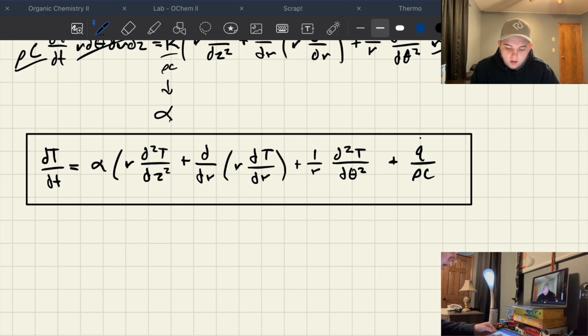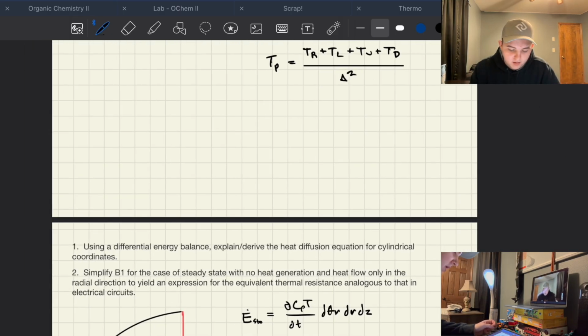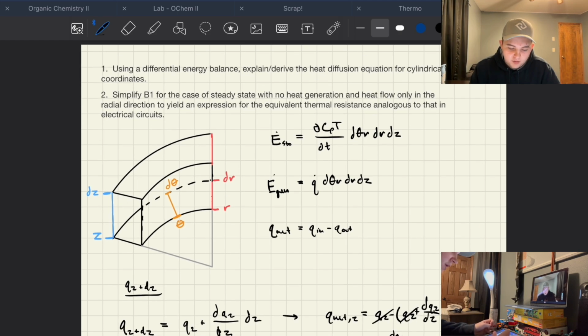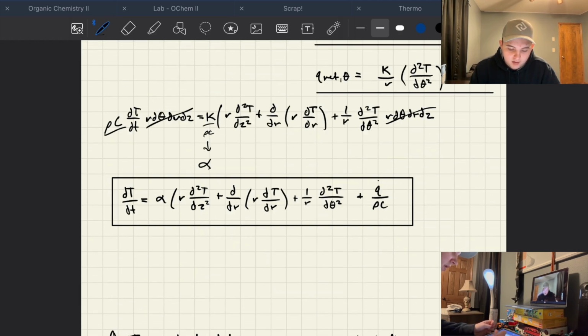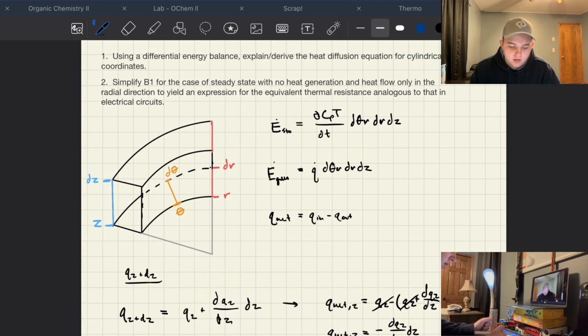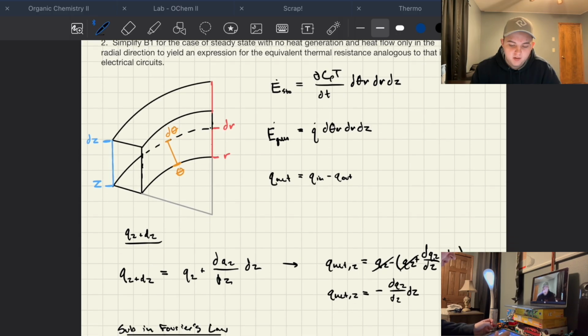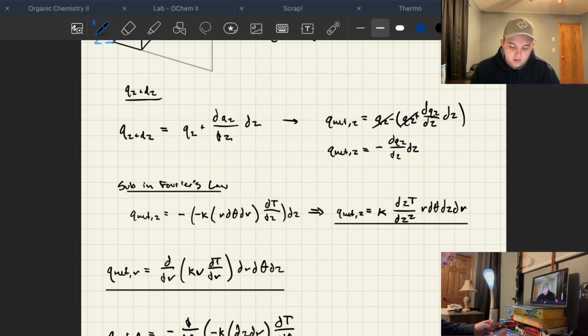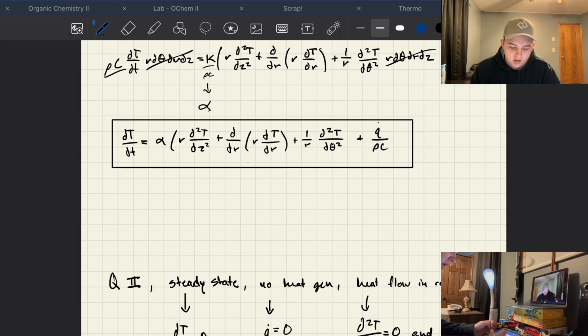So that just answers our question of explain and derive the heat diffusion equation for cylindrical coordinates. So now we're going into part 2, which is simplifying that equation when there is steady state, no heat generation, and heat flow only in the radial direction, to yield an expression for equivalent thermal resistance analogous to that in electrical circuits. So that's our answer for A.